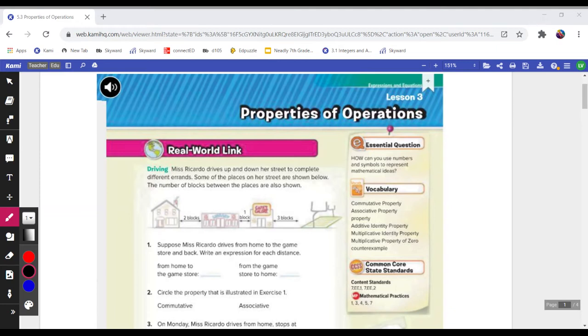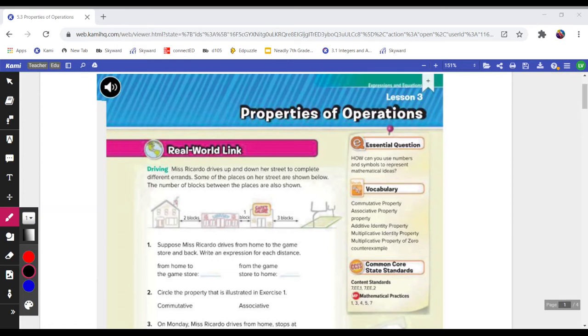So we have our house, the library, Games Galore, and the football field. So starting with number 1, suppose Miss Ricardo drives from home to the game store and back. Write an expression for each distance. So from home to the game store.